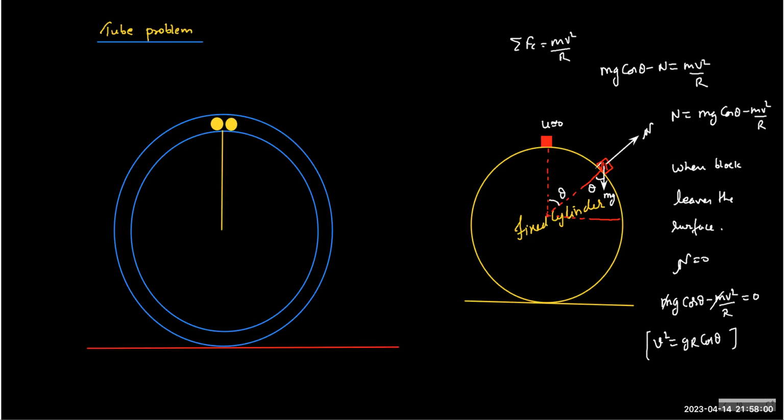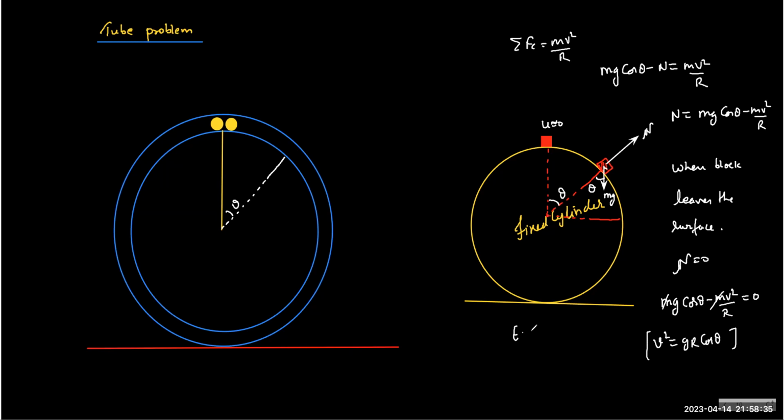Because it will leave the surface, it will fly up like this. But the moment you put a tube here, what will happen? It will hit the other side of the tube and move in a circle again. So this is what we need to realize. Here, the ball will leave the surface at some theta. This happens at cos theta equal to 2/3.